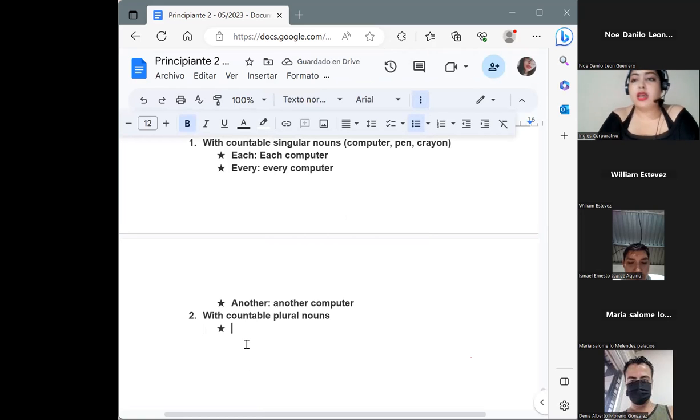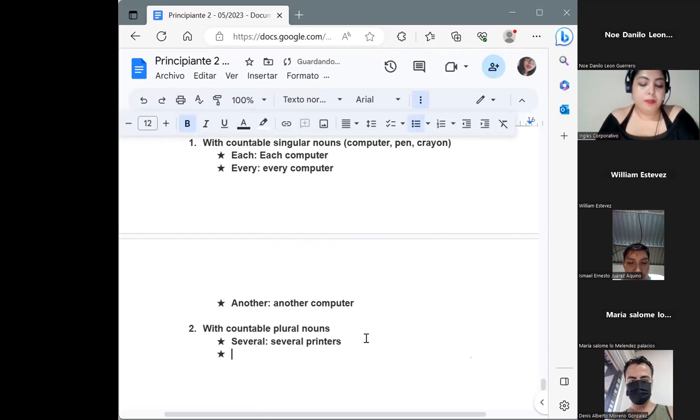Several printers. Vamos a moverlo así para que se vea mejor. Next one, a large or small.